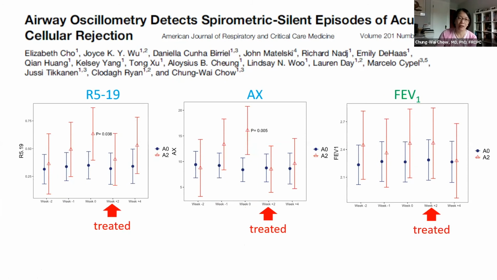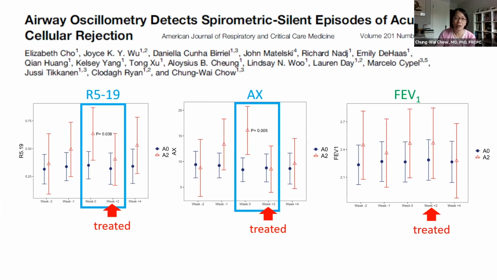The other thing that we noted was that once the patients had been treated for their acute rejection, there was an improvement in the lung mechanics. So a reduction in the R5 to 19 two weeks after the acute rejection episode. Most of the patients would have been treated around 7 days after the biopsy occurred, because that would be when we got the results back. We see the same thing with the AX, which also dropped down to values that were very comparable to patients who had no rejection.